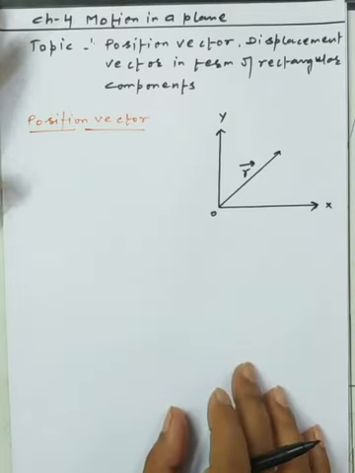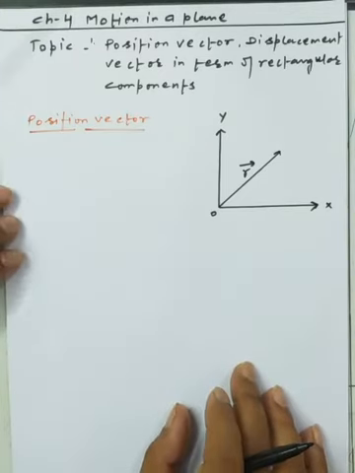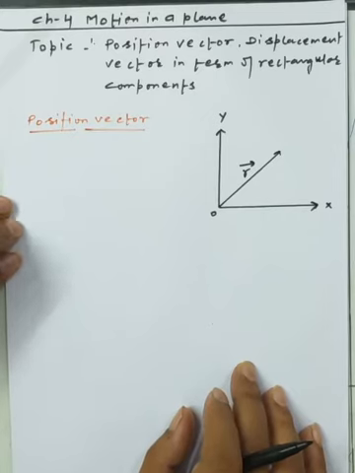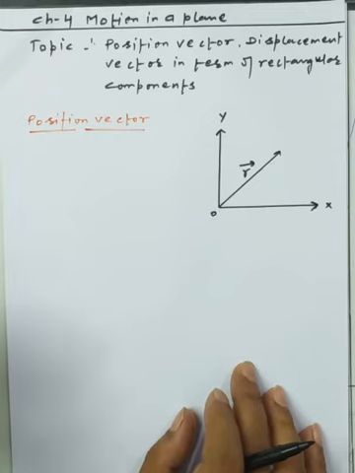Now, dear student, chapter number 4, motion in a plane, and we have the topic: position vector and displacement vector in terms of rectangular components. Already we have done this topic in the part of the graphical notation, but here we are just assuming that the x and y axes are mutually perpendicular to each other.